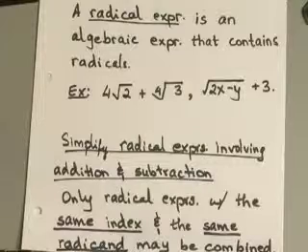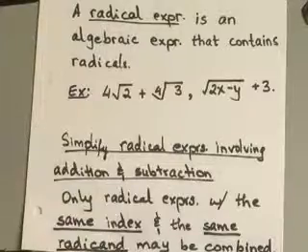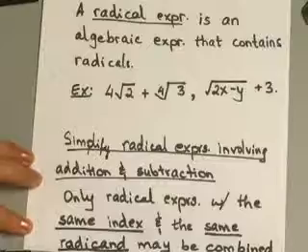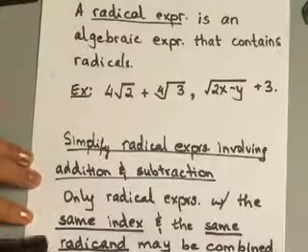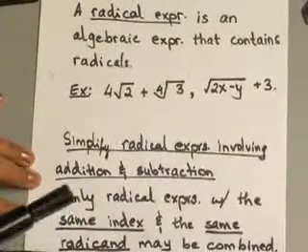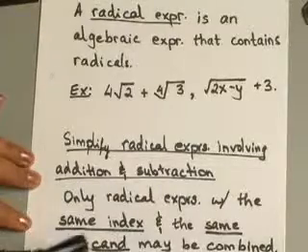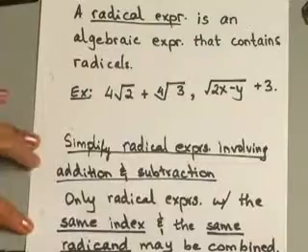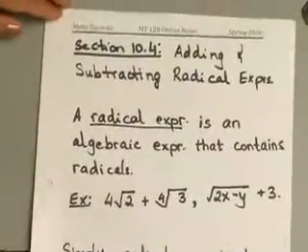Now, radical expressions that have the same index and the same radicand, only those can be combined. So you cannot have a radical expression that has a different index or maybe even a different radicand and try to combine those together. So this is very important that you realize it should have the same index and the same radicand when you're trying to combine with addition or subtraction. So let's go ahead and look at an example here.